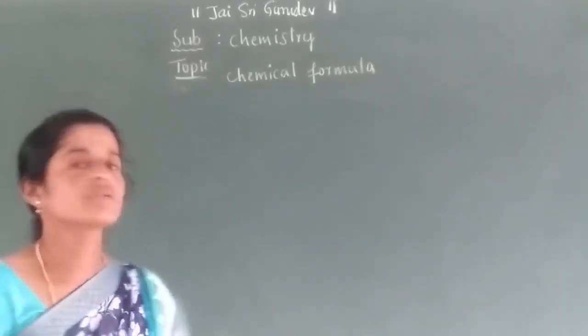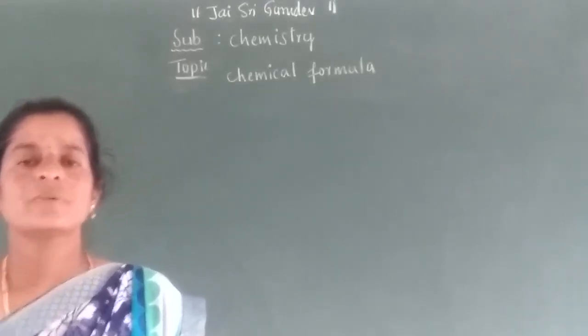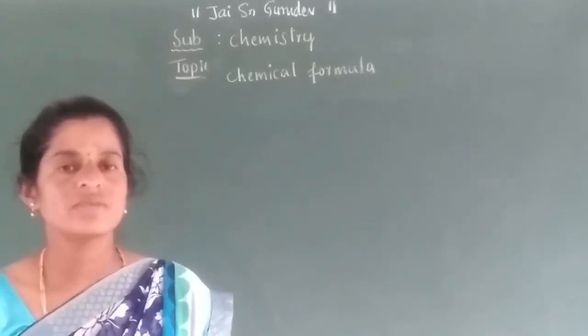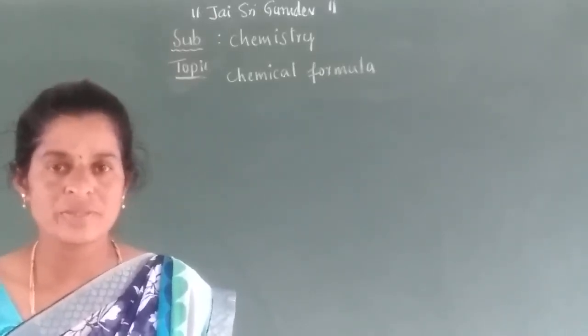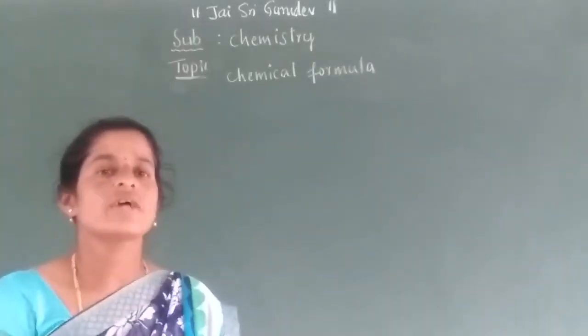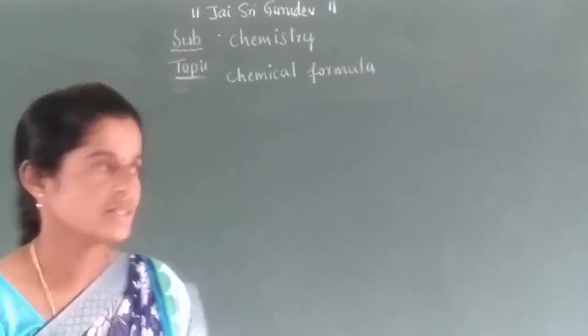A new concept of chemical formula of the chapter atoms and molecules. In your previous class, you have learned the concept, that means estimation of molecular mass and molecular weight of different compounds based on their atomic mass. And also you have learned the concept of isotopes. We will recall the concept of isotopes once in this class.